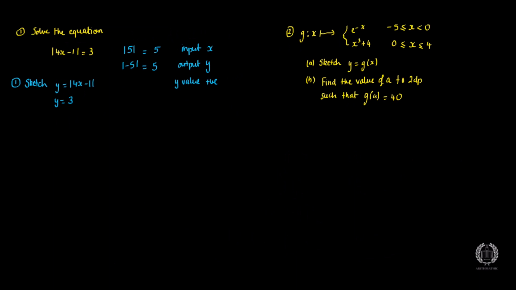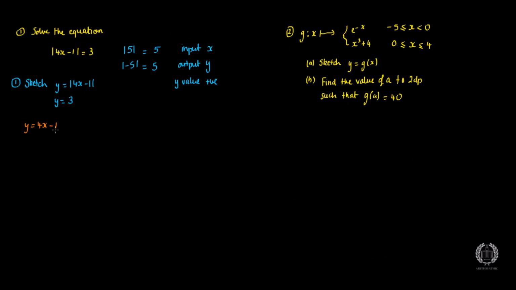Now, how I'm going to sketch y equals modulus of 4x minus 1. If you have no idea of how to do it, it's not as hard as it looks, it's quite simple. What I'm going to do first is sketch y equals 4x minus 1. Don't worry about the modulus sign, I'll show you how we're going to get to that.